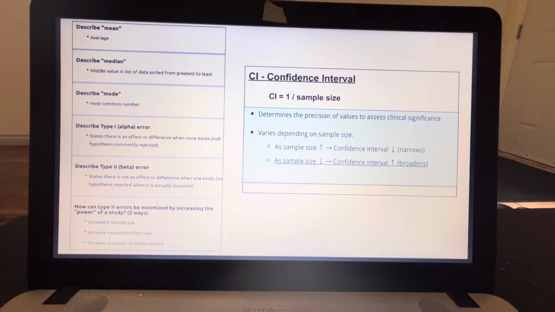Hello everyone. So let's move on to part 4 of the biostats series. I'm just making a short video so it will be easy to solve the questions and remember the concepts. So let's move to mean, median and mode.